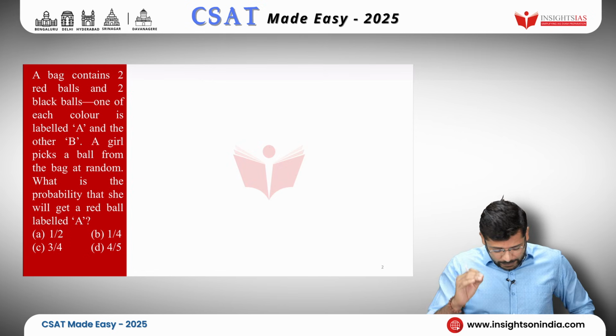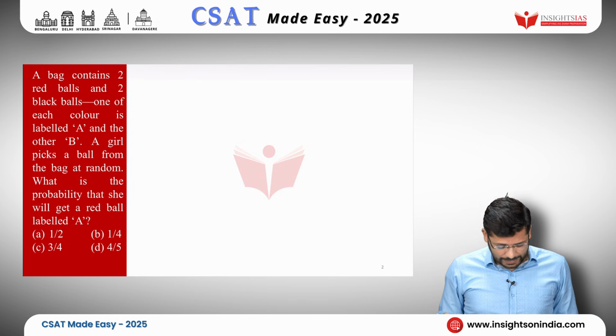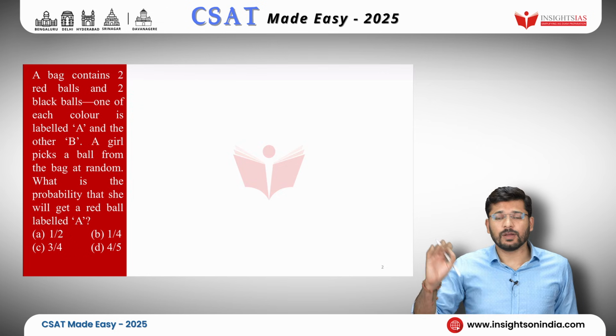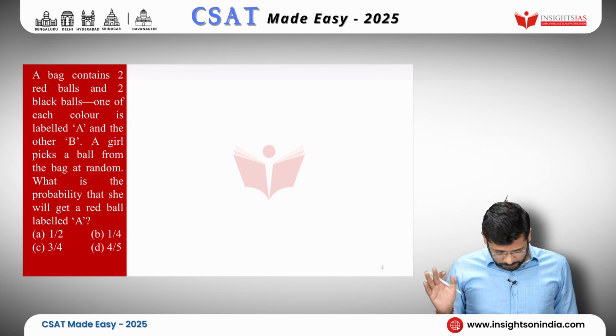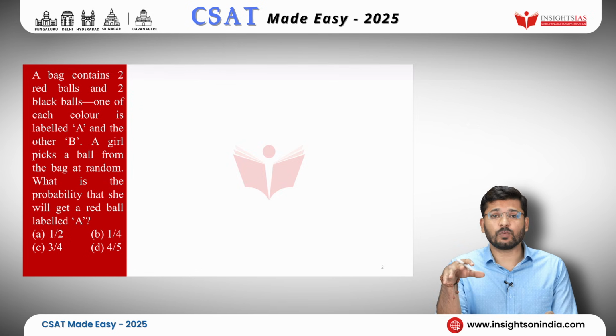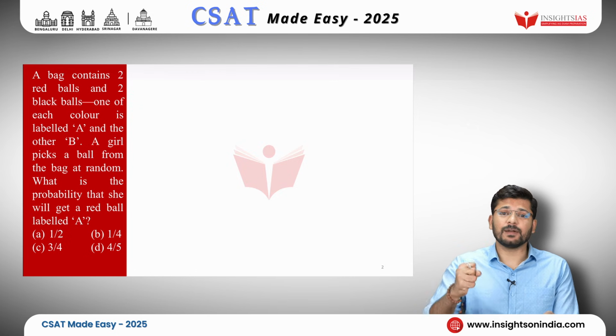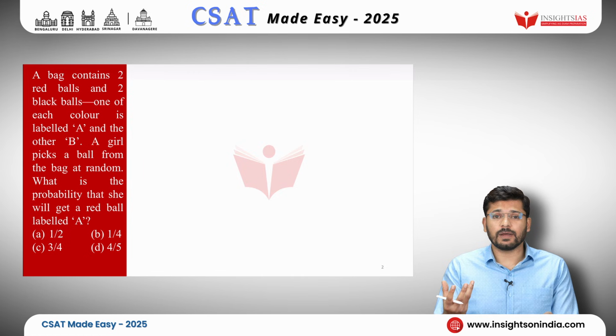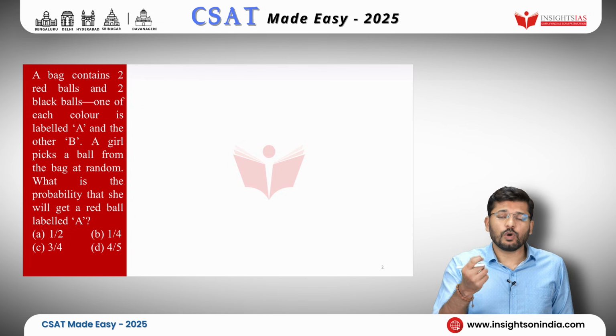A girl picks a ball from the bag at random. So there is a girl who will pick one ball from it randomly. What is the probability that she will get a red ball labeled A? So we need to find the probability that she will find the red ball which has been labeled as A. This is a simple question on the concept of probability. To do this, we shall use the basic formula of probability.